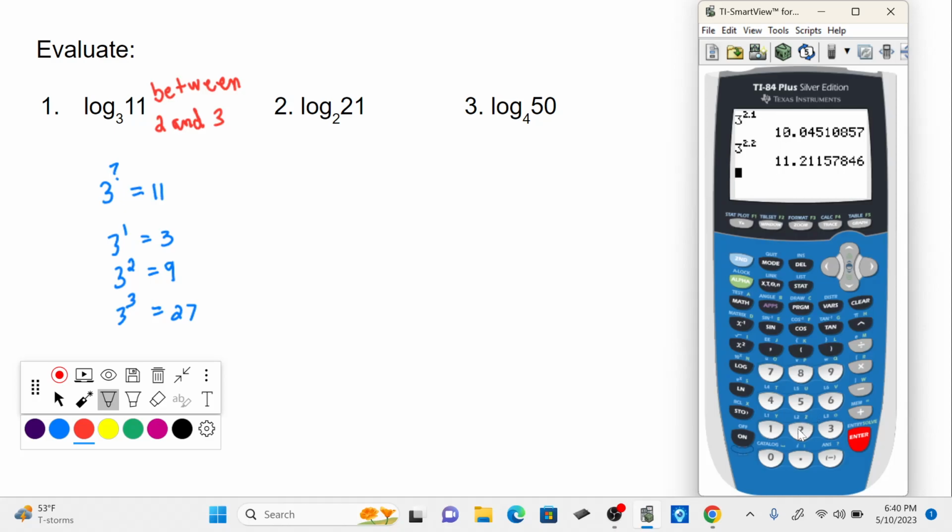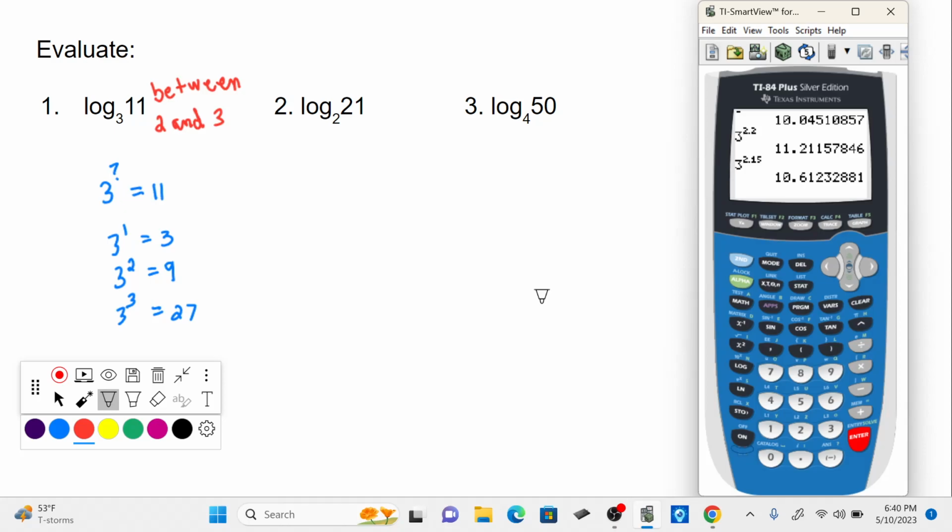So let's try 3 to the 2.15. We're still not quite at that 11. So you can see it's going to take a lot of going back and forth to find that estimate. But again, for our purposes, we're just looking for the exponent that it would fall between.